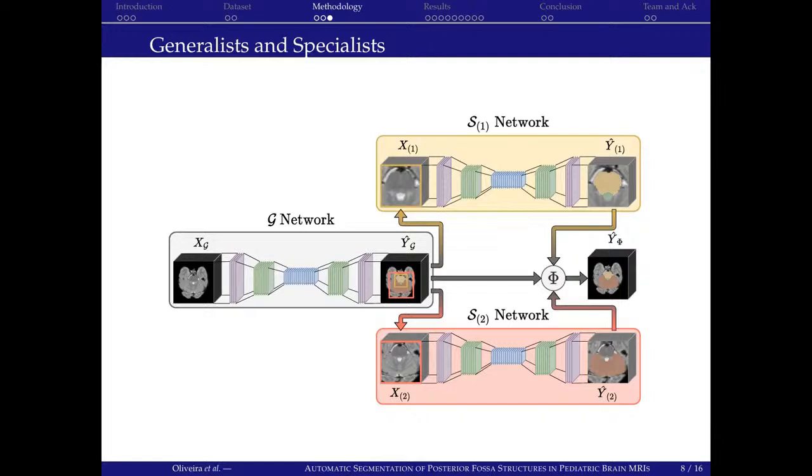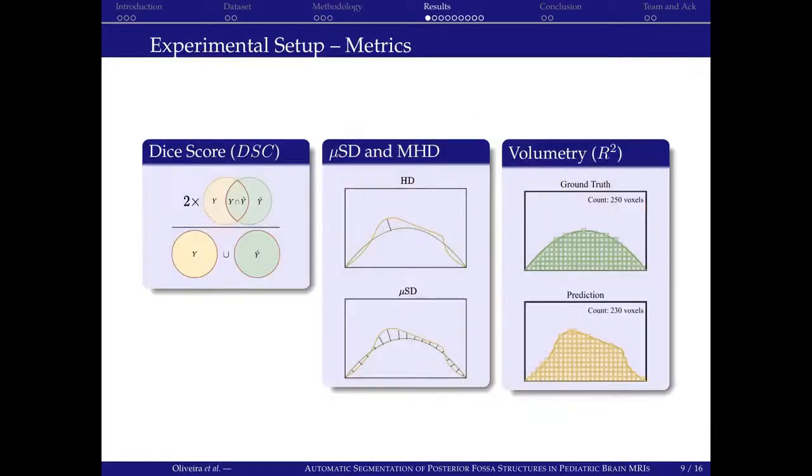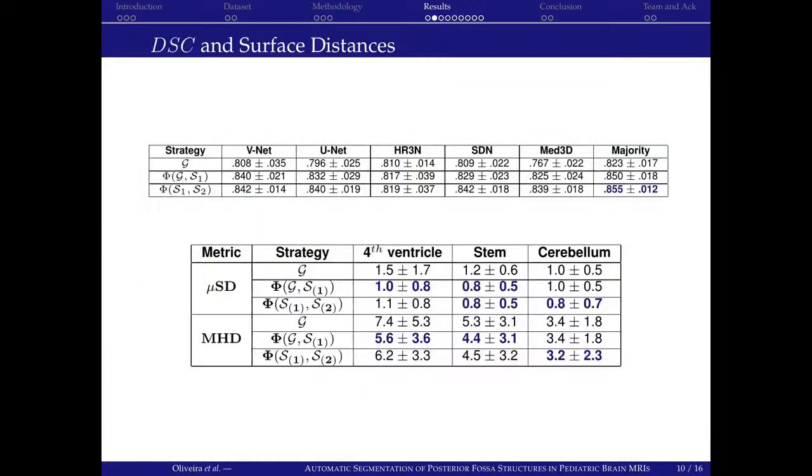This pipeline is trained for each one of the 5 network architectures individually, and their predictions are merged using majority voting. In order to properly evaluate the performance of the generalist and specialist settings, as well as the majority voting, 3 distinct quantitative evaluation metrics were employed. These are the voxelized dice score, 2 variations of surface distance metrics, and the R2 correlations between predicted and manually annotated volumetries. These 2 tables summarize the results of voxelized dice and the surface distance metrics for a specialist pipeline and a generalist pipeline as a baseline.